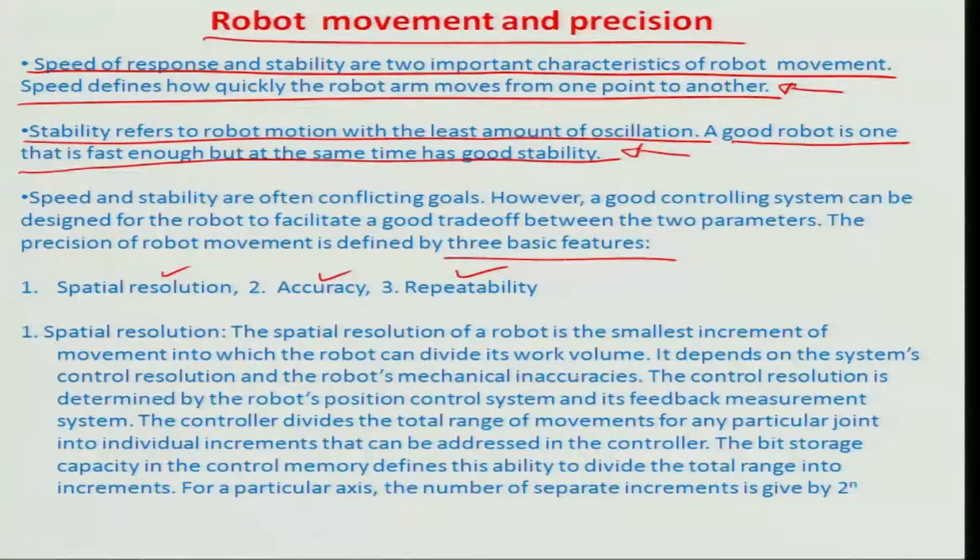Speed and stability are often considered as conflicting goals. However, a good controlling system can be designed for the robot to facilitate a good trade off between the two parameters.